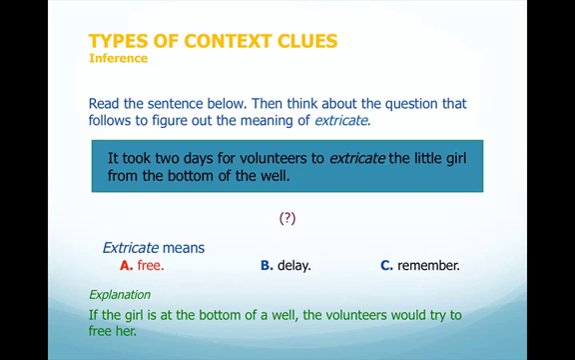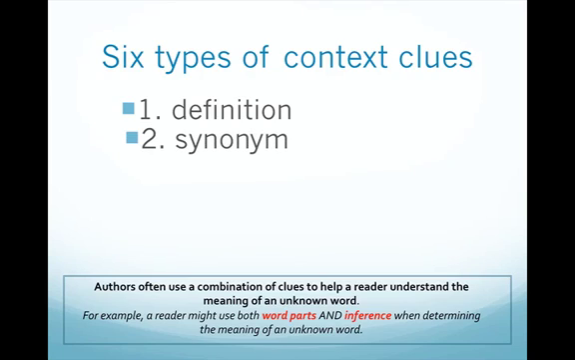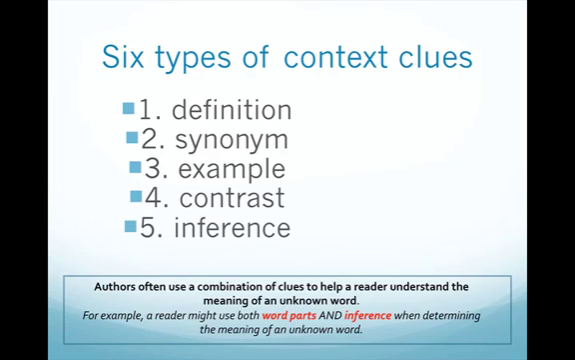Easy, isn't it? So let's have a quick recap about what we've learned today. The 6 types of context clues are definition clues, synonym clues, example clues, contrast clues, inference clues, and word parts. Now we will be coming to word parts in a future lesson, but for now I would like you to practice reading new texts and trying to work out the meanings of new words without using a dictionary by looking for the first 5 types of context clues.